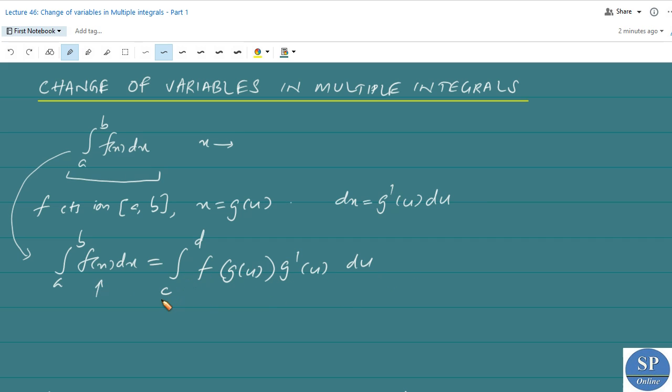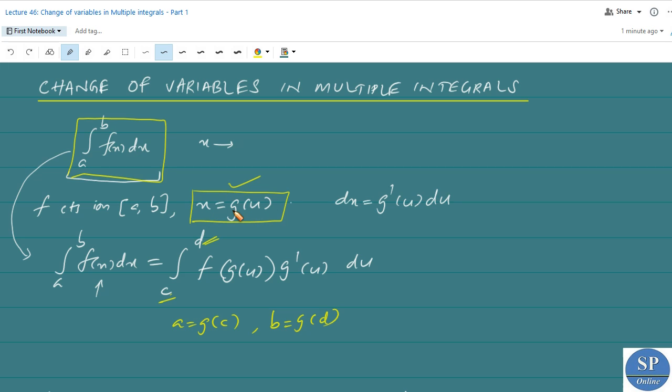Where the limits of u, that is c and d, are defined by a equal to g of c and b equal to g of d, because we have the function x equal to g of u. So to change the variable in a definite integral of a function of one variable, we need a function x equal to g of u.